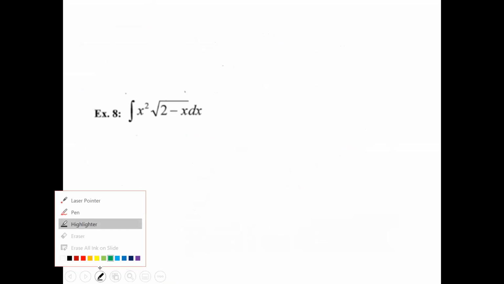All right, so looking at this here, what would you let your u be? Traditionally, we'll just let u be 2 minus x. Then dx will be a -1 du. Oops, I'm sorry, du equals negative dx, so then dx equals a negative du. All right, so far so good.